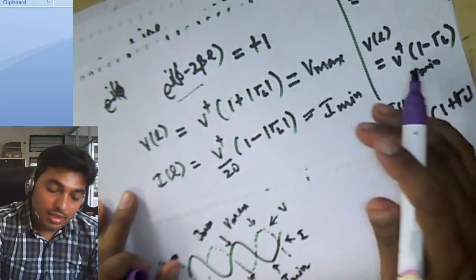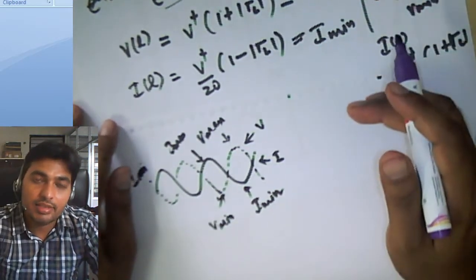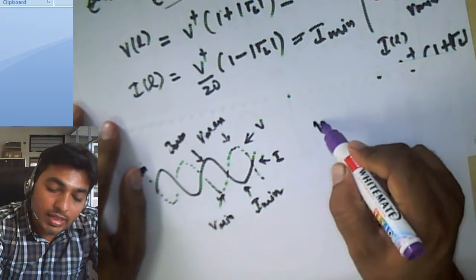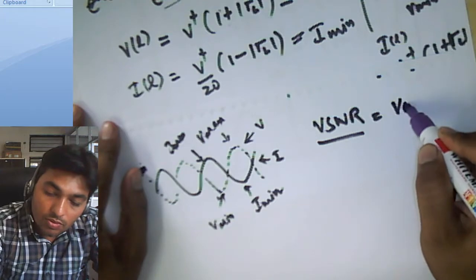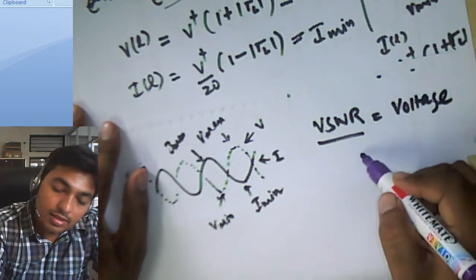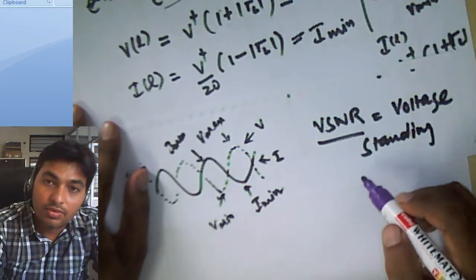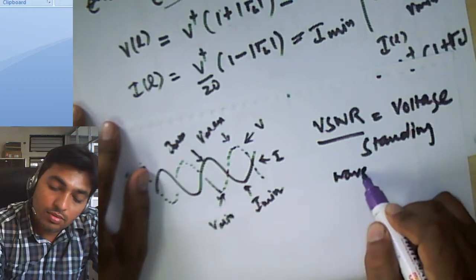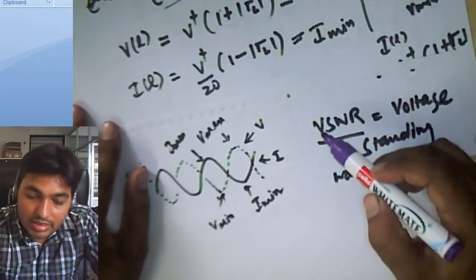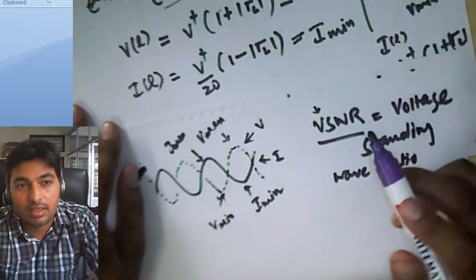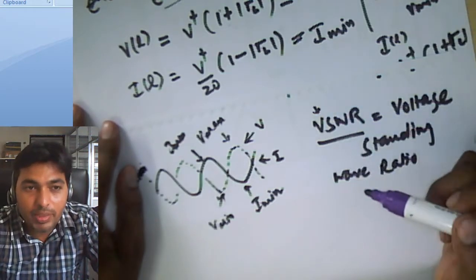Now at this point we'll define one more quantity, and that is called voltage standing wave ratio. What is this? According to its name, this is the ratio of voltage in this standing wave pattern.